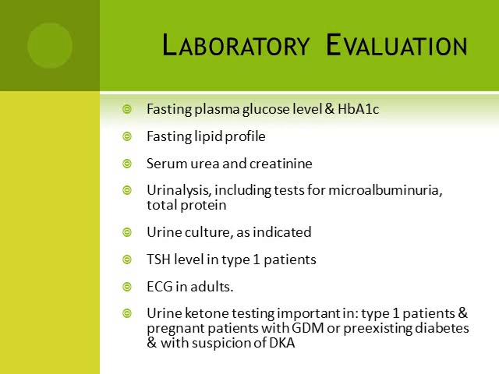TSH levels to look for the association of other autoimmune diseases and rule out thyrotoxicosis or hypothyroidism in type 1 diabetics. ECG should be performed in all the persons who are beyond 40, and urine ketone testing is important, as in type 1 patients and pregnant patients with gestational diabetes mellitus or pre-existing diabetes with suspicion of diabetic ketoacidosis. It should be performed in all patients who are suspected type 1, and if ketoacidosis is present, then there are more chances the patient is having type 1 disease.